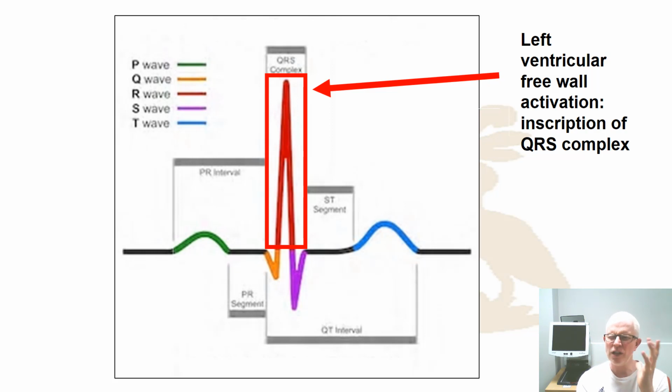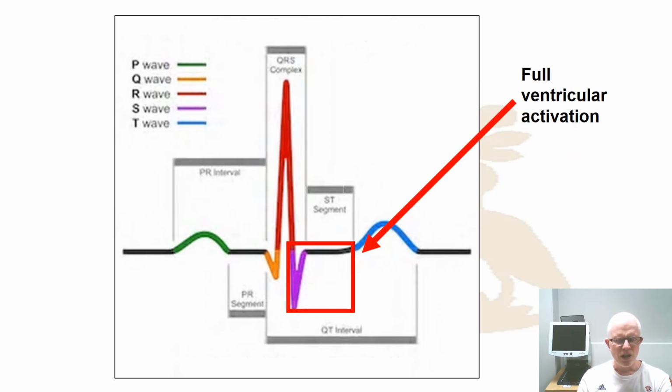And it's related to left ventricular free wall activation, so it's the innervation of the wall, so you get the squeezing of the ventricle to shove the blood out from the left ventricle into the regions of the body. And really it's referred to as the inscription of the QRS complex. The QRS complex in essence takes into account what happens at Q, R and S. So now we come into the S wave. So now you've got full ventricle activation.